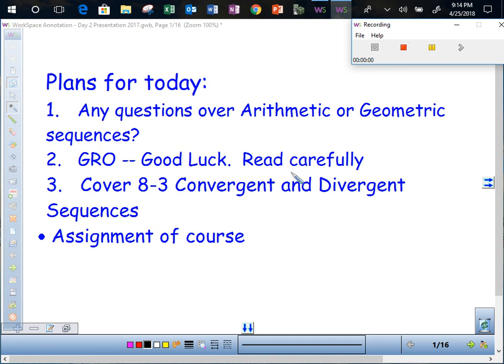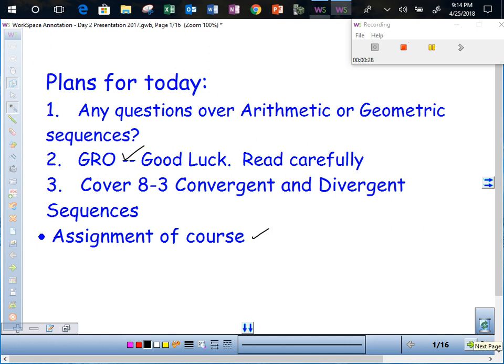Well, hello everybody. What I need to do with you today is cover section 8-3, which is over convergent and divergent sequences. The other things that happened in class today, we did answer questions over section 8-1 and 2, and then we did do a homework quiz on that. So you need to make sure that you get in and get that caught up for us. Then, of course, we'll end with an assignment.